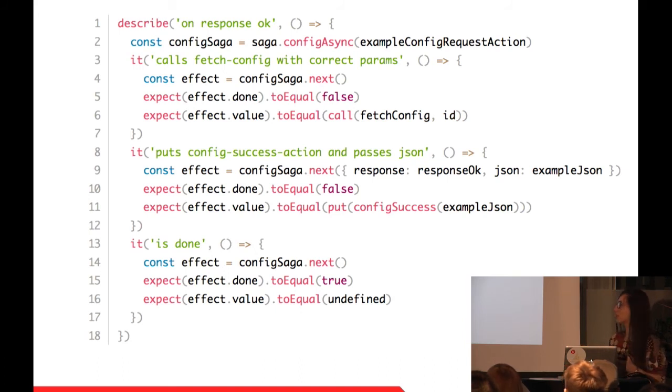What you can also notice in line 9 is that when calling the next method, we can pass the expected result of the previous Saga step. So that's why we don't need any mocking. We can simply pass arguments to the next method.